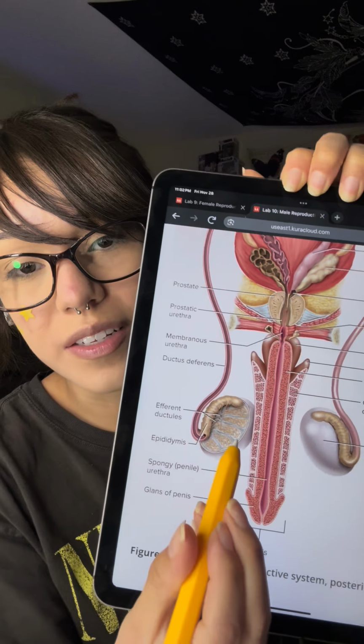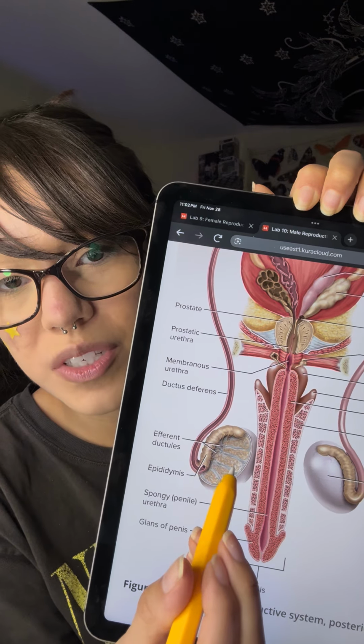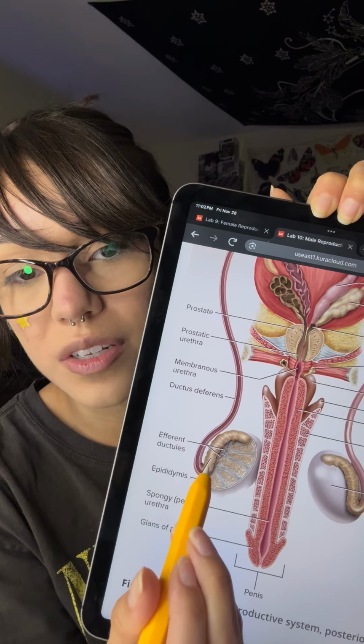Oh yeah, so mature cells go from these things called seminiferous tubules, and they travel all the way up here to this little structure called the epididymis. The epididymis is where sperm cells mature.